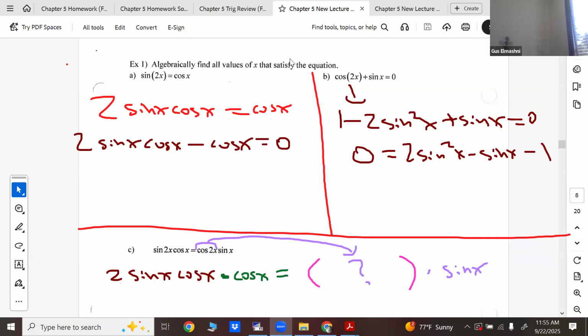What identities are we going to get on the test? There are some different formulas: the sine of u plus v, cosine of u plus v. Yeah, you're right, that's negative.